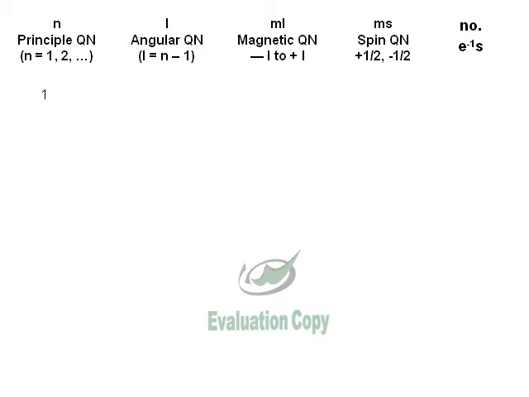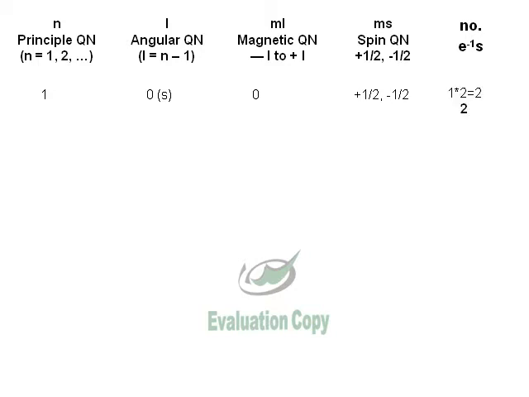The principal quantum number 1 will give me an angular quantum number of 0, which is given the symbol s. The corresponding magnetic quantum number is going to be again just 0. And then the spin is going to be the same. We can have two electrons, one with the positive half and the other with the negative half. So for the first level, n equals 1, I can have 2 electrons.